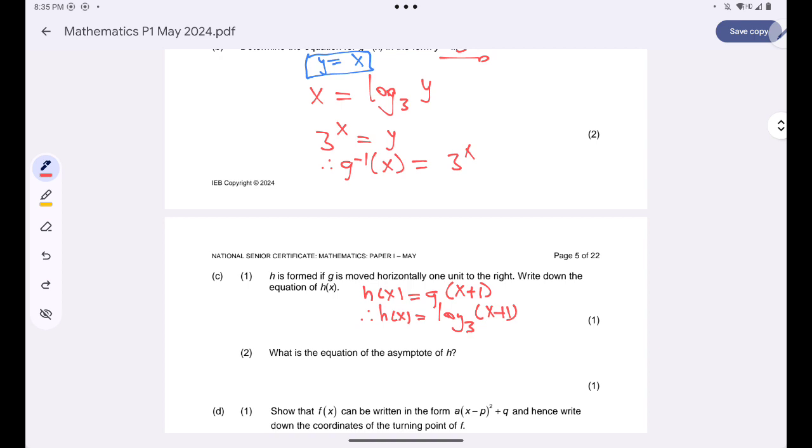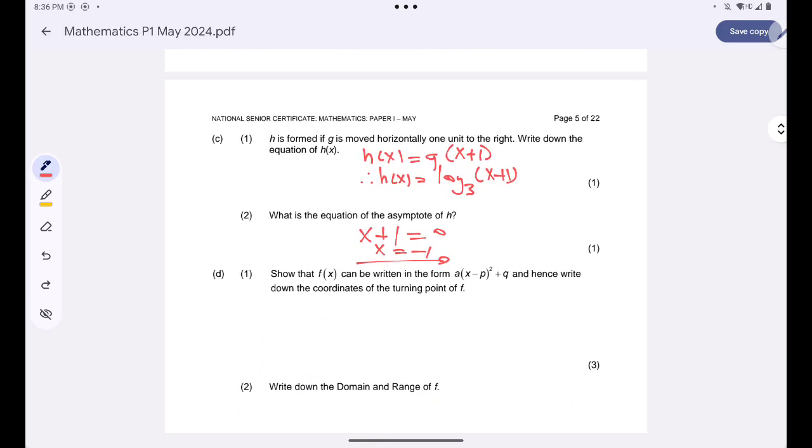And then the second question asks, what is the equation of the asymptote of h? It's simply x is equal to -1. How did I get x is equal to -1? Remember that I just need to take what's inside, take my argument and equate it to 0. Then x is just -1. The first step is not necessary. Even if you didn't write it, it's okay. You'll get your full marks.